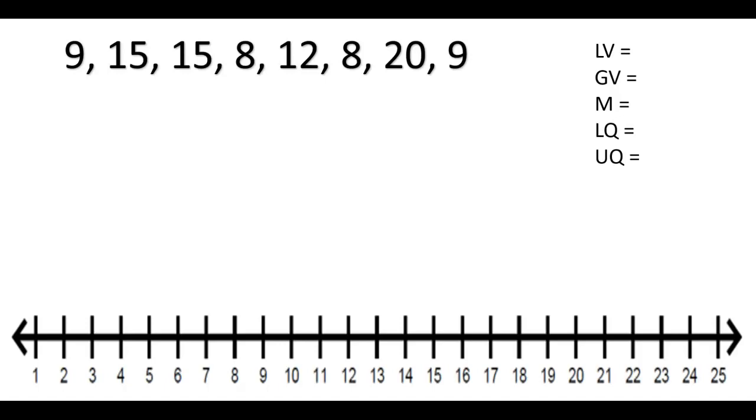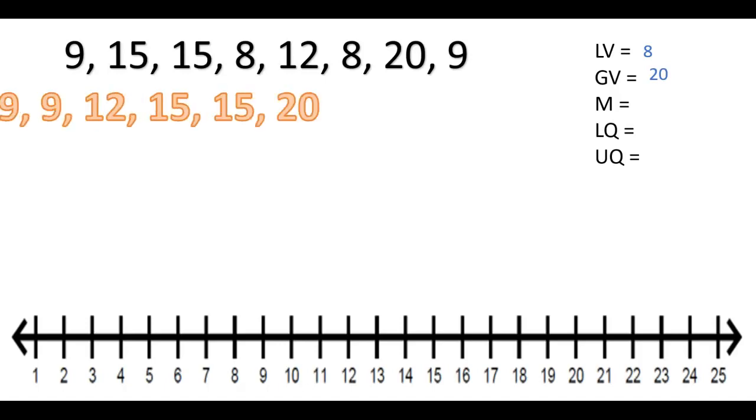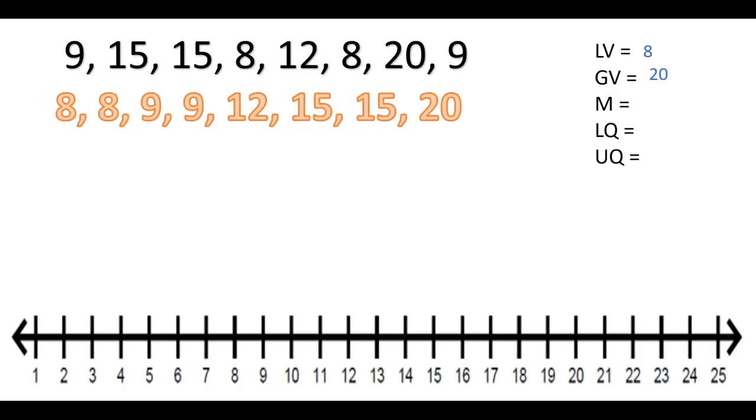Well, you already know how to find the least value, the greatest value, and the median, so that just leaves the last 2. So with this set of data, let's see. Least value, 8. And then the greatest value, well, 20. Median, well, wait a minute, you can't find your median until you change your numbers around in order so that they're from smallest to biggest. So there we go. Now we've got them in order. And our median is the middle.